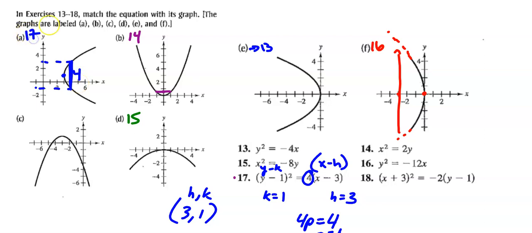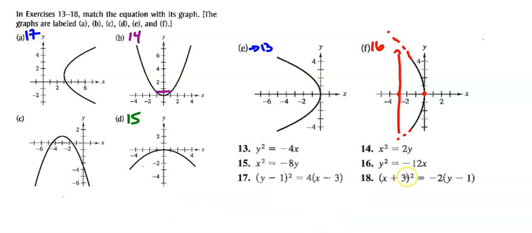That's number 17 there. Number 18, first thing, once again, it's a parabola, only one of them squared. Our vertex must be, just take the opposite values there, negative 3. That's the opposite of positive 3. Positive 1. So at (negative 3, 1).